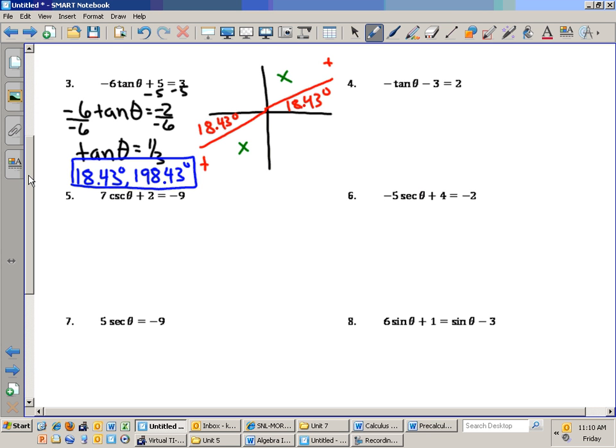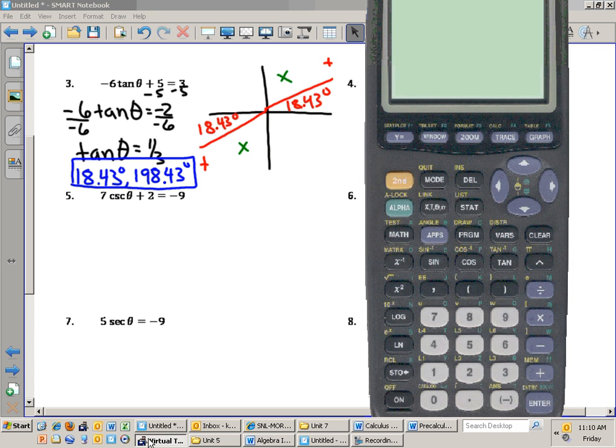(180 plus 18.43). 180 degrees is right here. And I'm 18.43 degrees past 180. Watch. If you type it in, negative 6 times the tangent of 198.43 plus 5, you get 3. It's a solution. That's another solution. There's 2 of them because tangent is positive in 2 quadrants.